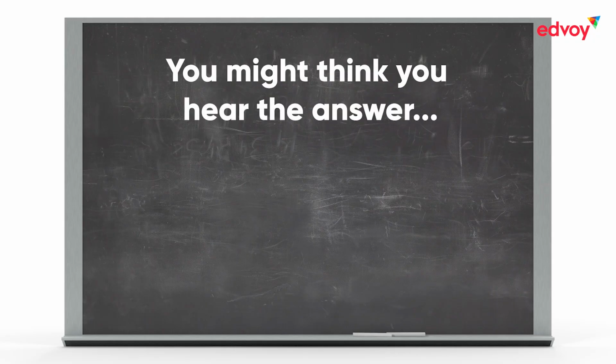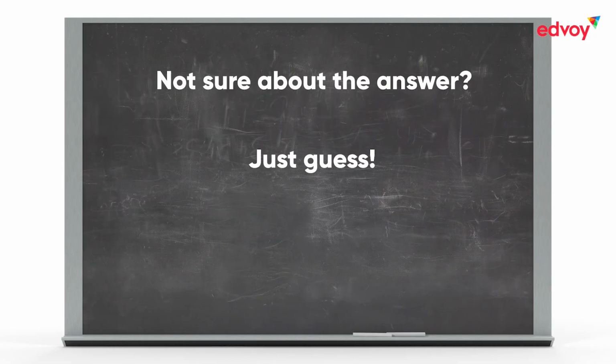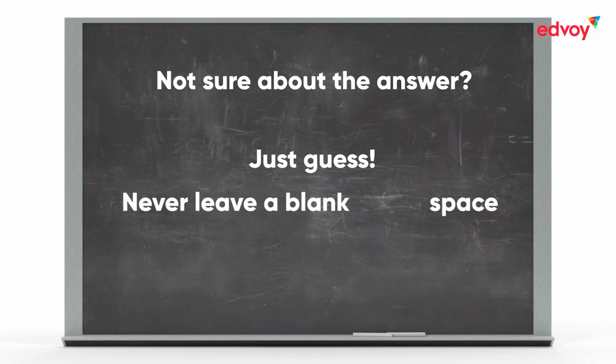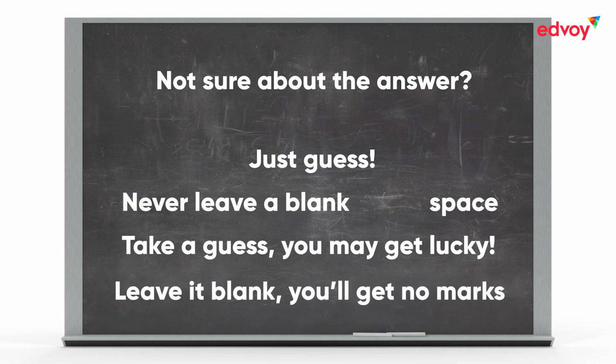As in other listening questions, you need to be careful with distractors, as they can change the original information that you hear. You might think you hear the answer, but a word like but or however could change the information you think is correct. And remember, if you're still not sure about the answer, just guess. Never leave a blank space. If you guess, you never know, you might get the answer correct. But if you leave it blank, you will definitely get no marks.